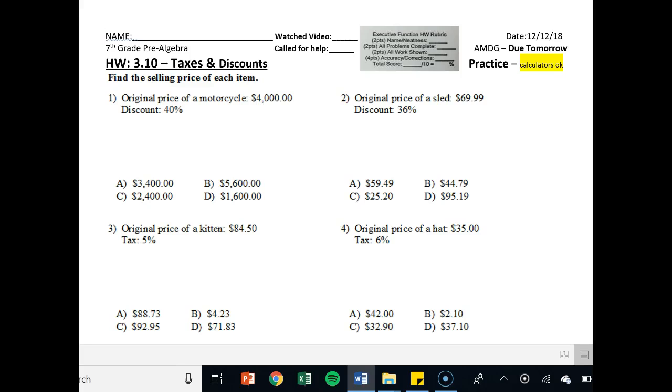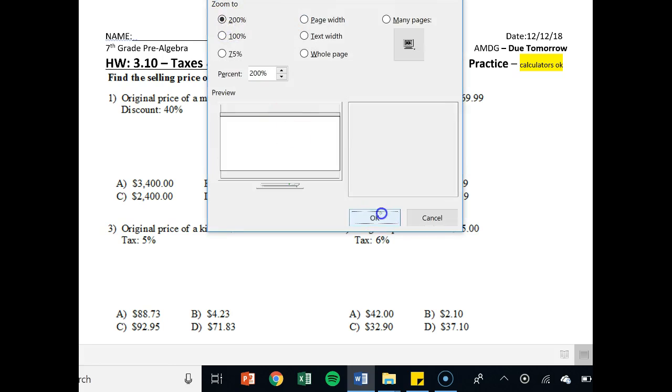Welcome to homework 3.10, taxes and discounts. You watch the video, you go ahead, check off. It's a practice homework, and it's due tomorrow. Calculators are okay. Let me go ahead and zoom in here so that we can clearly see what we're doing.